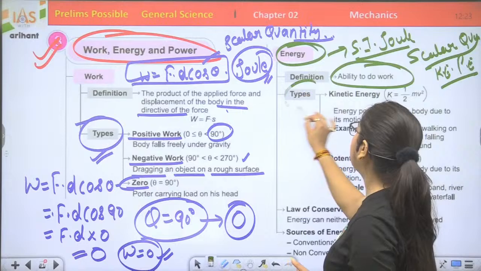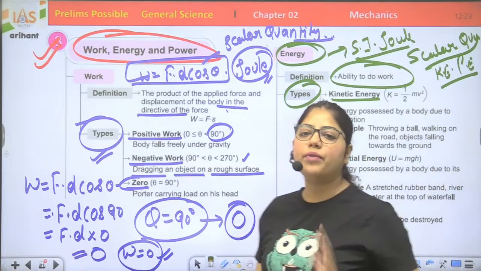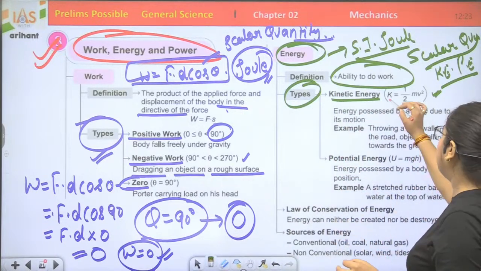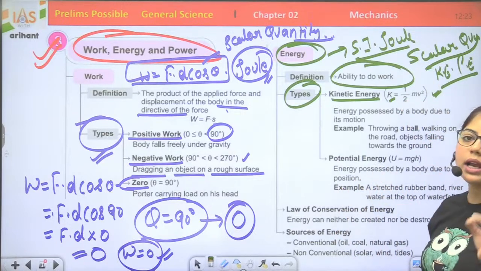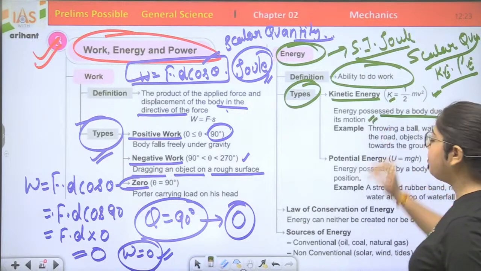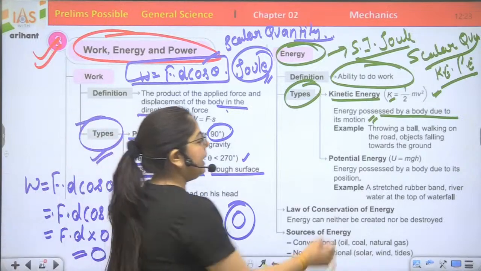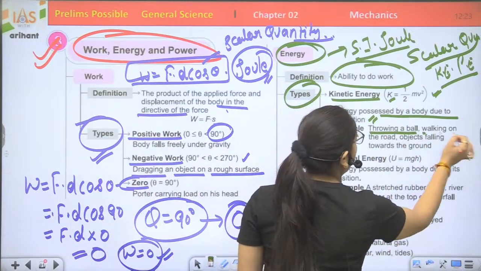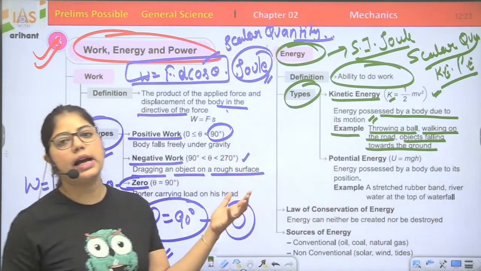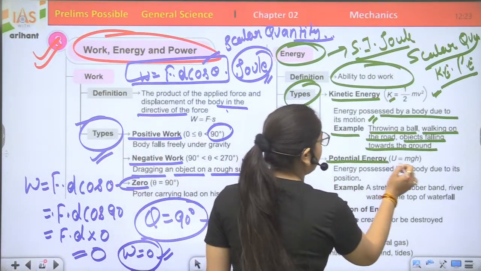Now, the types of energy are given here. Kinetic energy is equal to half mv square, where K is the kinetic energy, m stands for mass, and v is the velocity, right? It is the energy possessed by a body due to its motion. Examples: throwing a ball, walking on the road, objects falling towards the ground.